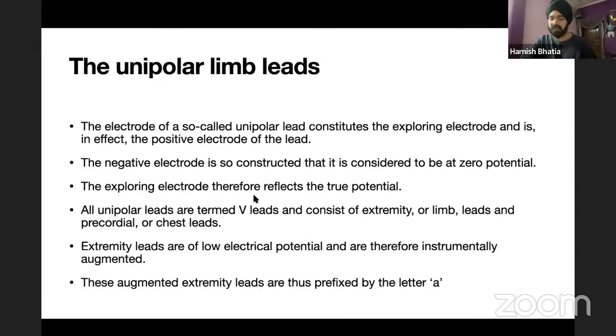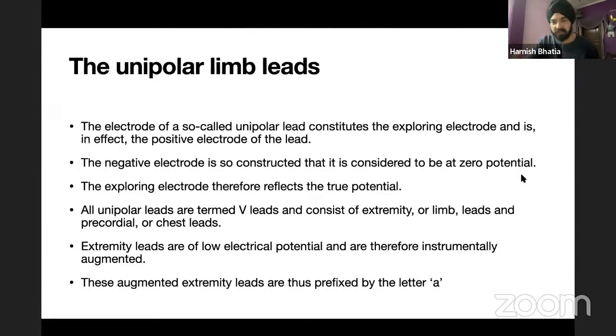And the other unipolar leads are in the chest or in the precordium. They are also termed V leads. So they are called V1, V2, V3, V4, V5, and V6, correct? So four leads are placed on right arm, left arm, right leg, and left leg. No, there is no lead on the right leg. There are only three electrodes. One is in the right arm, one is in the left arm, and one is in the left leg. There's nothing on the right leg.